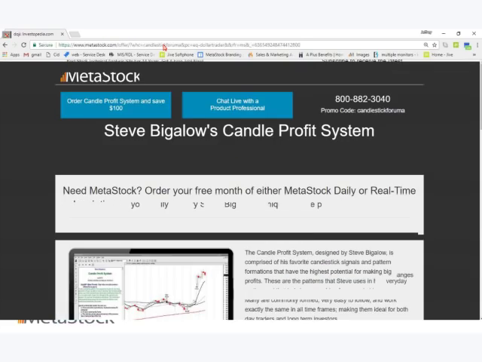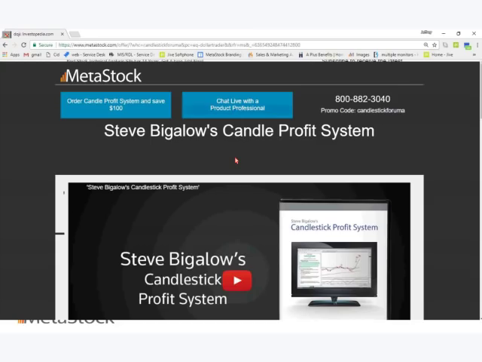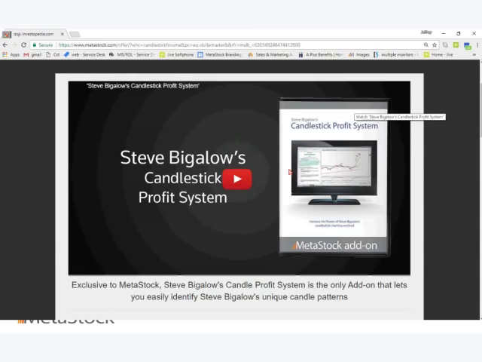Candle Profit System is Steve's patterns. It's his work. It's his patterns that gives you the ability to search for them. So you might call it like a navigation system. It's going to give you all of his patterns. You can go in, you can get a scan for it. MetaStock is the car.